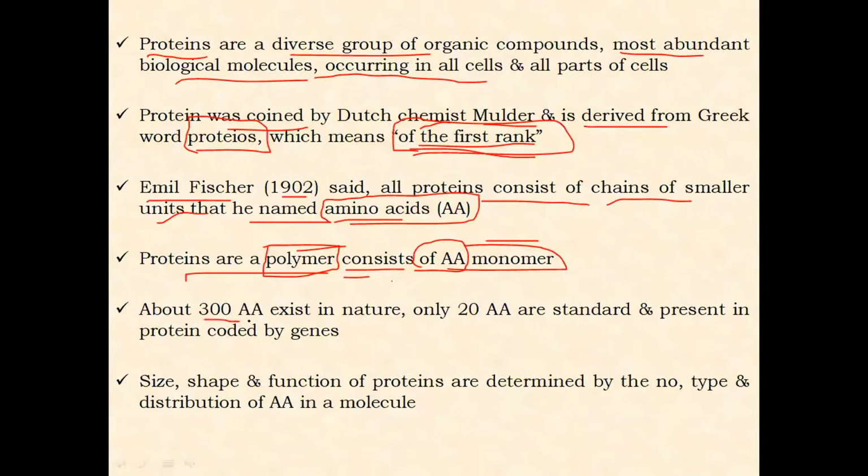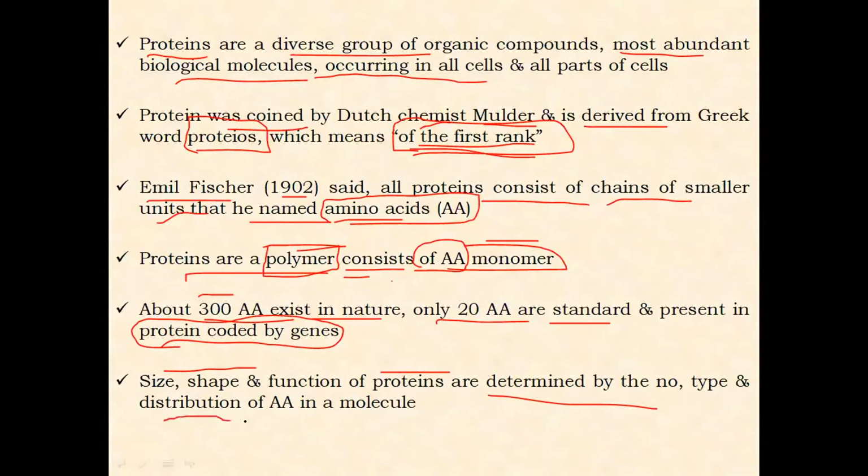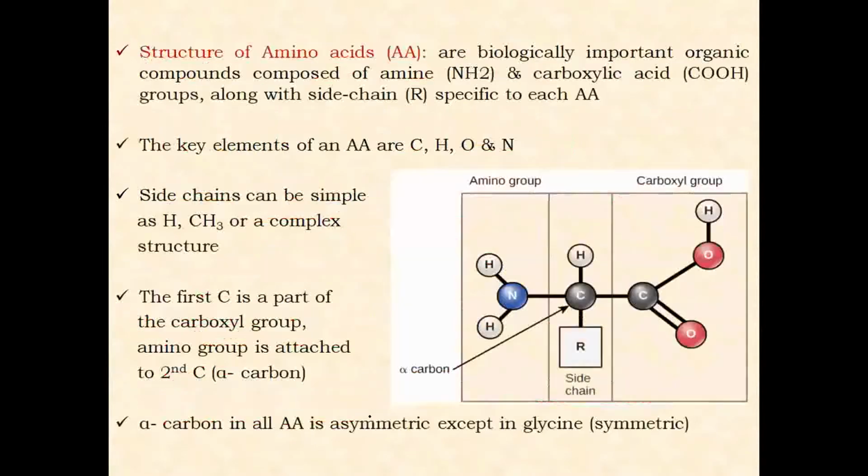There are about 300 amino acids which exist in nature, but only 20 amino acids are standard and present in each protein, which is coded by the genes. So about 300 amino acids exist in nature, only 20 are present inside the proteins. The size, shape, and function of proteins are determined by the number, types, and distribution of amino acids in the molecule.